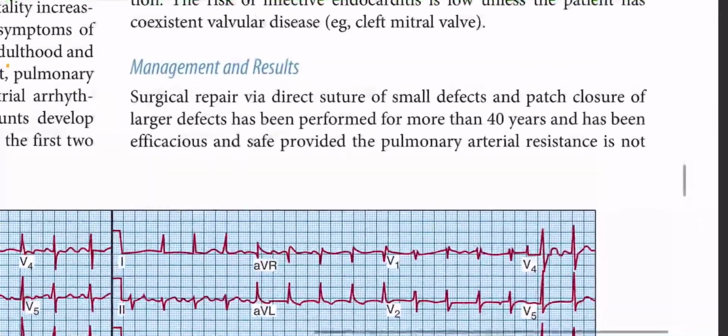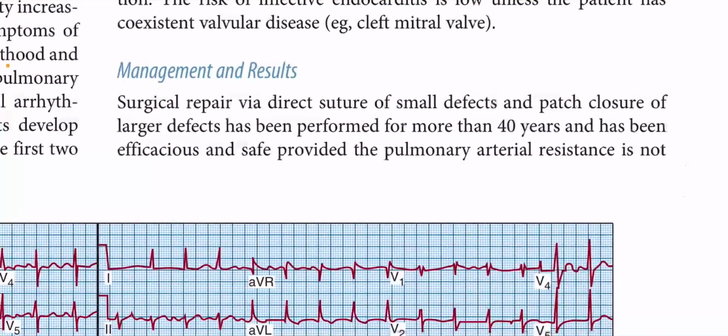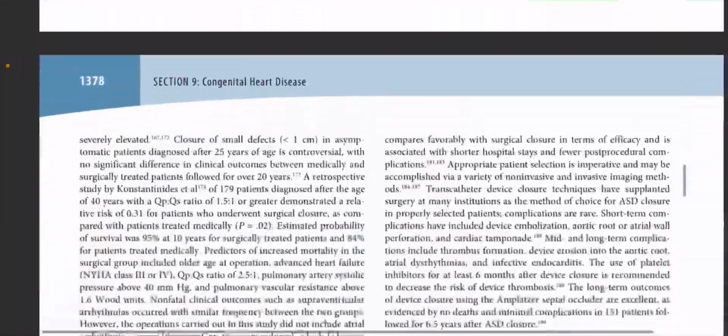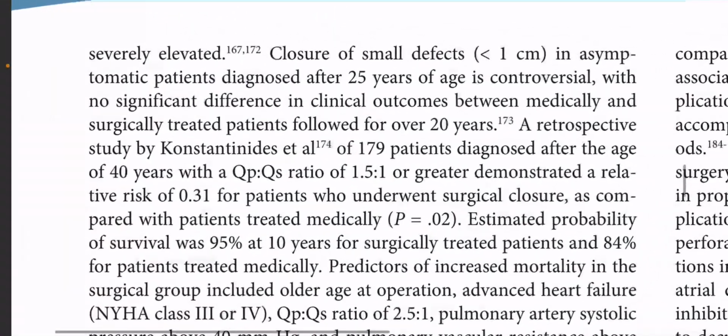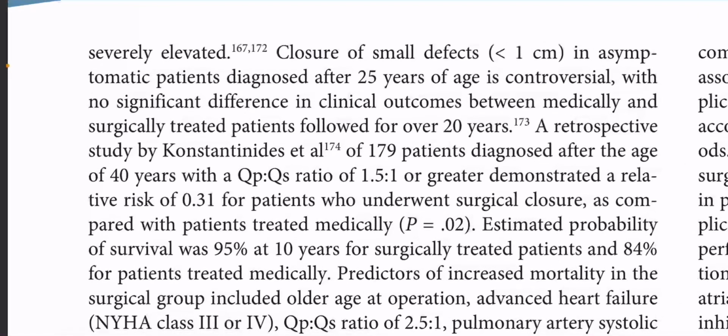Now, what is the management and results of ASD? Surgical repair via direct suture of small defects and patch closure of larger defects has been performed for more than 40 years and has been efficacious and safe provided the pulmonary arterial resistance is not severely elevated. Closure of small defects, that is less than 1 centimeter, in asymptomatic patients diagnosed after 25 years of age is controversial, with no significant difference in clinical outcomes between medically and surgically treated patients followed for over 20 years.